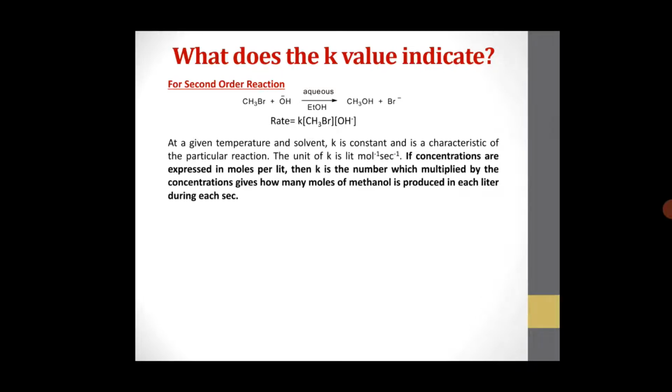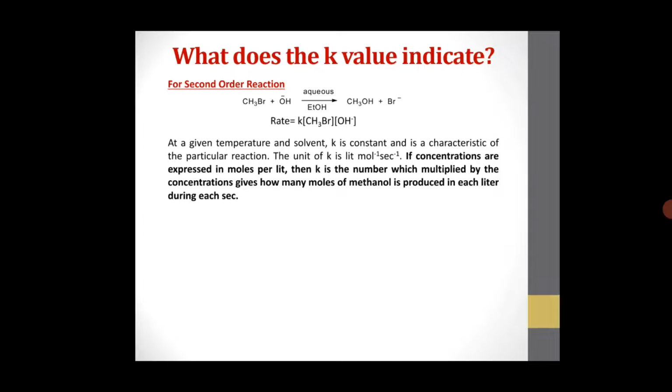At a given temperature and solvent, K is constant and is a characteristic of a particular reaction. The unit of K for second order reaction is liter mole inverse second inverse. If the concentrations are expressed in moles per liter, then the K value is a number which when multiplied with the concentration gives how many moles of methanol is produced in each liter during each second.